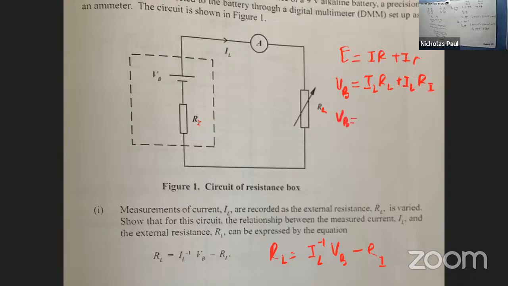Right, so what you can do is you can make IL the subject of the formula. Carry across the IL, so you'll get E over IL minus r equals RL plus r. Then make RL the subject. RL is E over I minus r. Okay, and that's it.